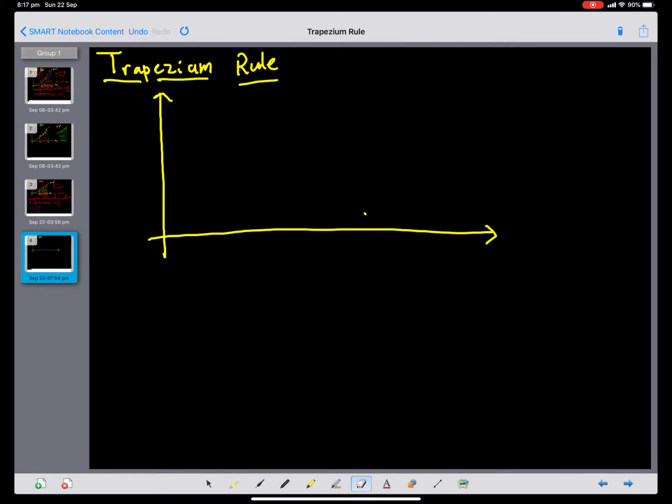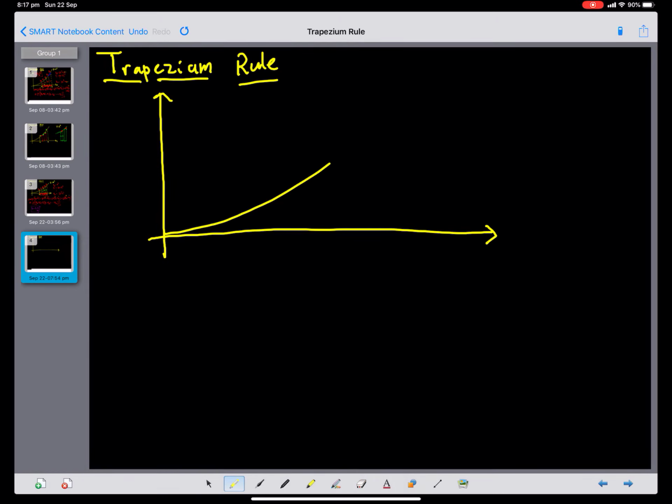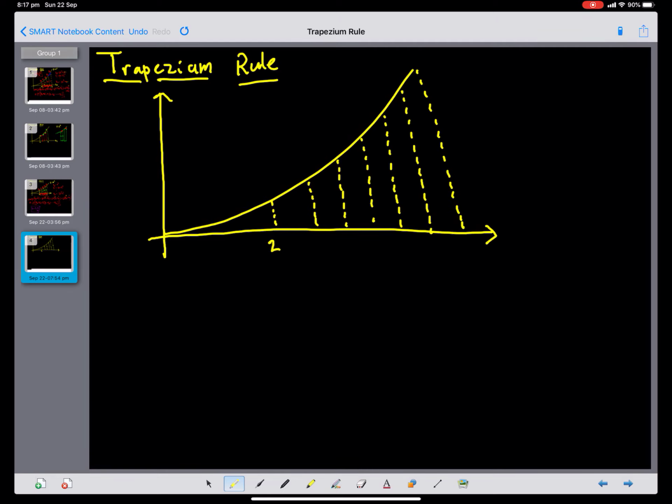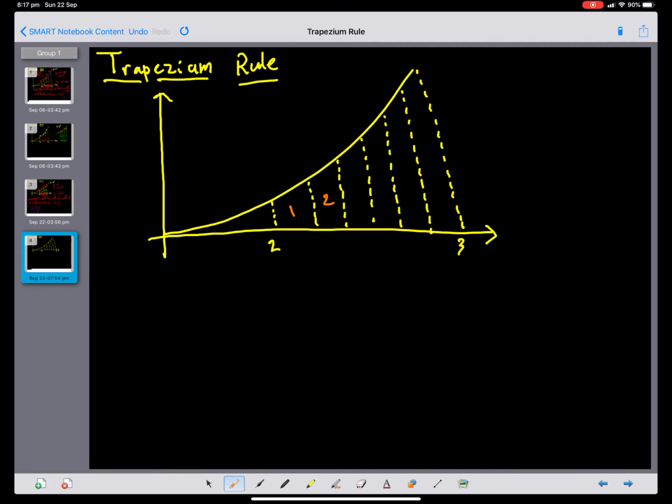Let's get rid of that. Block that. Okay, so 2, 1, 2, 3, 4, 5, 6. Okay, so let's label this then. 1, 2, 3, 4, 5, 6.